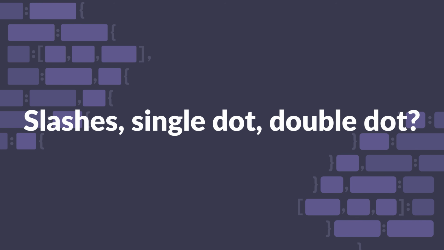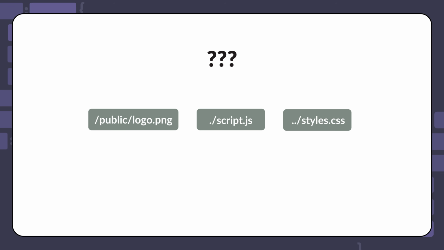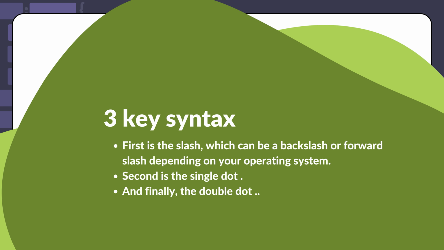You may have seen links like this before, but what do these special types of links mean? These are called file paths. There are three key syntaxes to know. First is the slash, which can be a backslash or a forward slash depending on your operating system. The second is a single dot. And finally, we have the double dot.